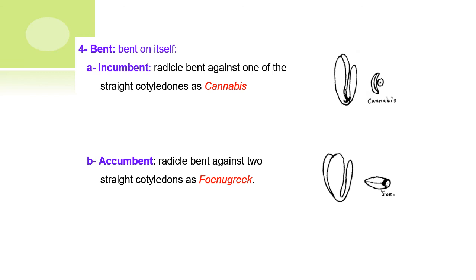In the accumbent type, the radicle is bent against, or facing, both the cotyledons in dicot plants. Here the radicle, one cotyledon, and the other. So if the radicle is bent in the direction of the cotyledons, and it is only facing or in front of one cotyledon, this is the incumbent type, and if facing both cotyledons, sometimes in between the cotyledons or facing the edge of the two cotyledons, as in fenugreek, this is the accumbent type of embryo.